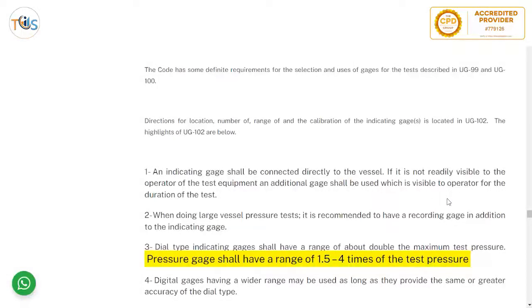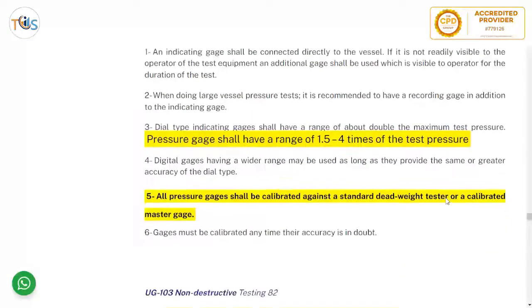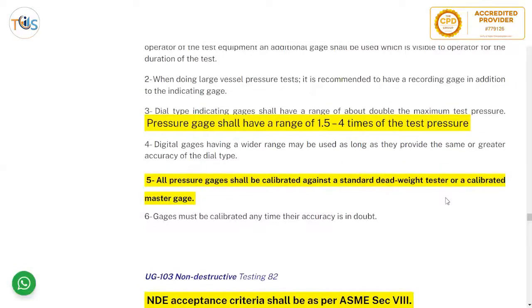Test gauges. Code has a definite requirement for test gauges. Direction for location, number, range of gauge, and calibration of the indicator is in UG-102, and the highlights are an indicating gauge shall be connected directly to the vessel. If it's not readily visible to the operator of the test equipment, an additional gauge should be used, which is visible for the duration of the test. This is for safety reasons, so he knows what's going on if there is suddenly a surge in pressure for any reason.